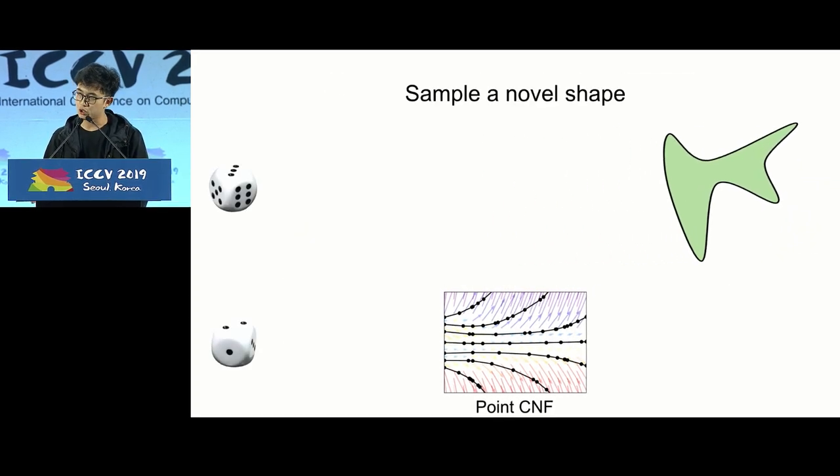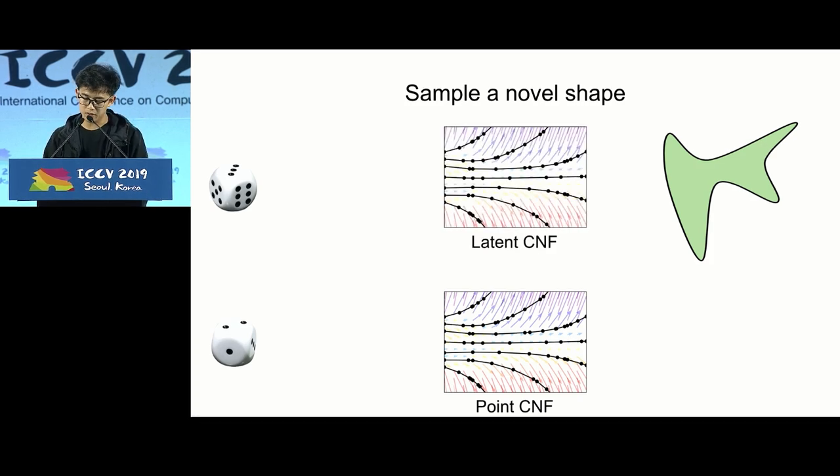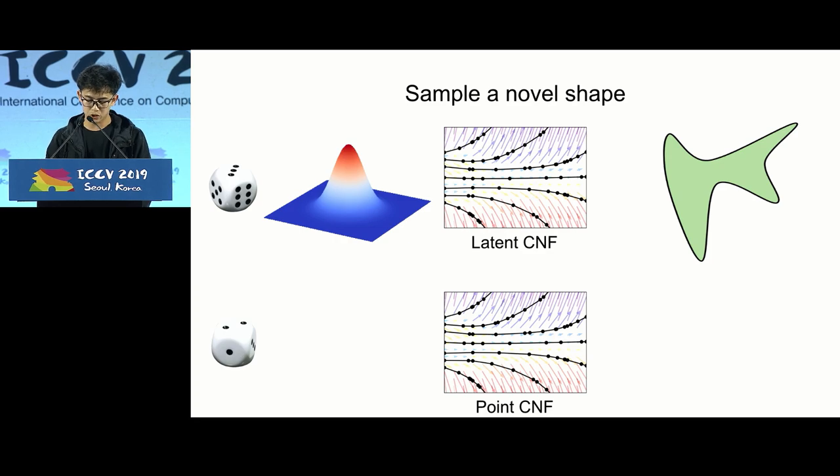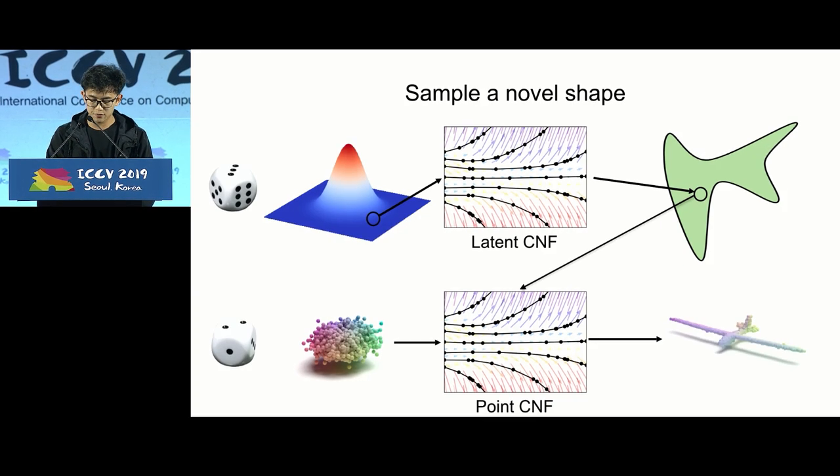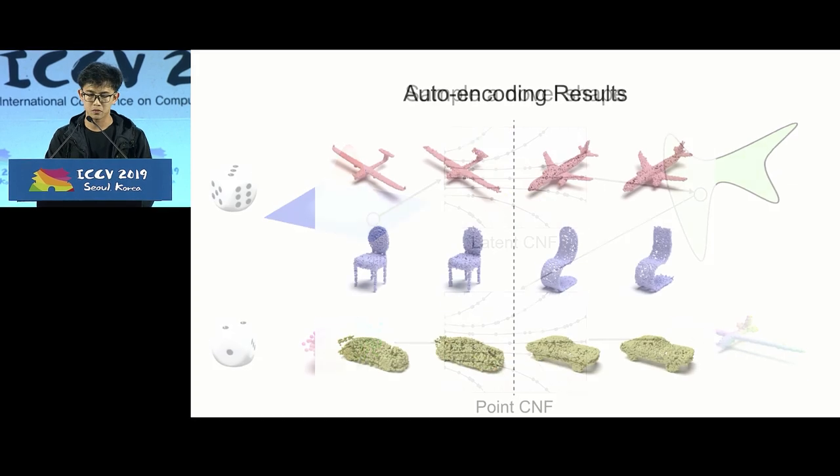So how do we learn the distribution of the shape latent space? We propose to use another CNF, the latent CNF, that transforms a Gaussian vector into a latent vector in the space. Then the whole generating process of a novel point cloud goes as follows. First, we sample a Gaussian vector and transform it into a latent vector in that space. Then we sample another Gaussian point cloud and use the point CNF to transform it into point clouds on the surface of the shape. These two CNFs constitute the whole model of PointFlow.